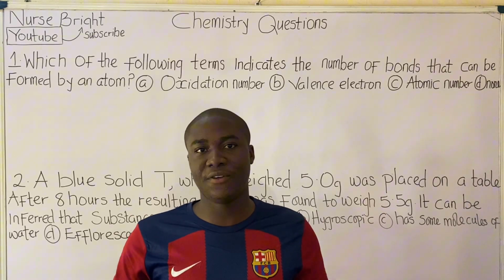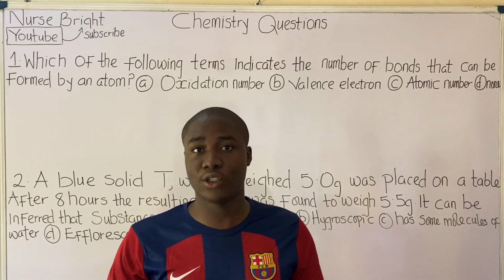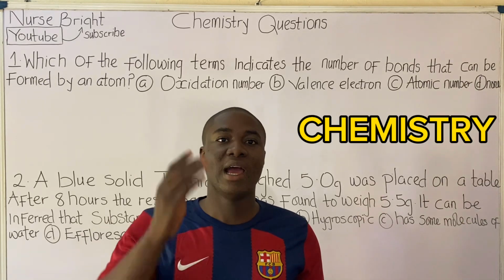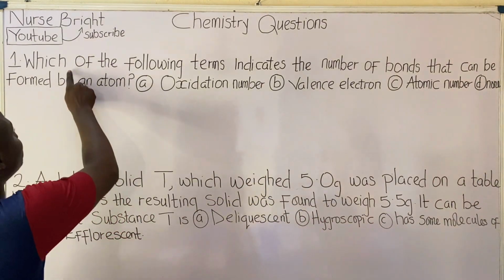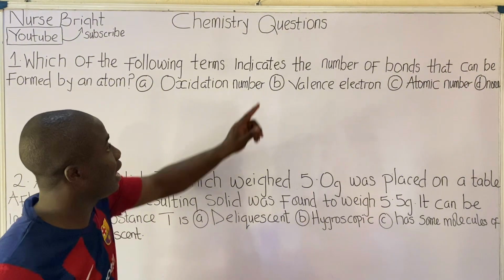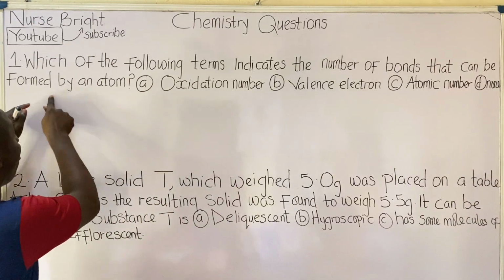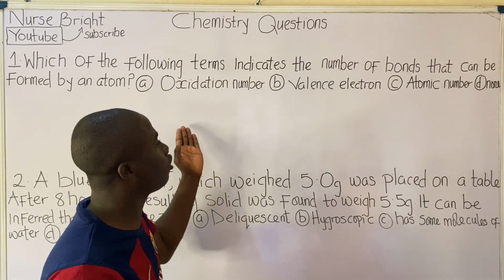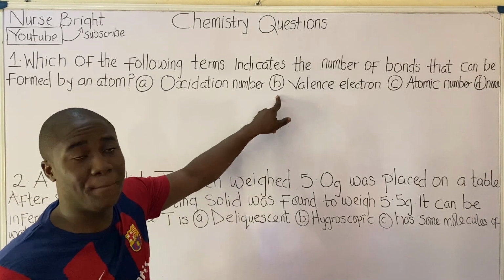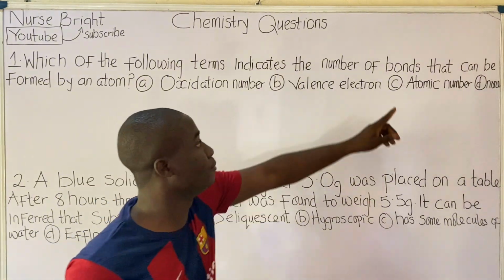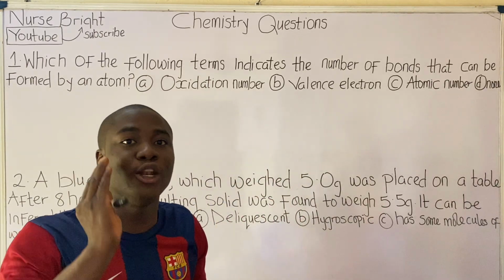In the course of this video lesson, I'll be solving different practice questions that cut across different topics in the subject chemistry. Now let's get into the first practice question, and the question says, which of the following terms indicates the number of bonds that can be formed by an atom? They gave us different options. Option A here is oxidation number. Option B is valence electron. Option C is atomic number. And option D here is none of the above.